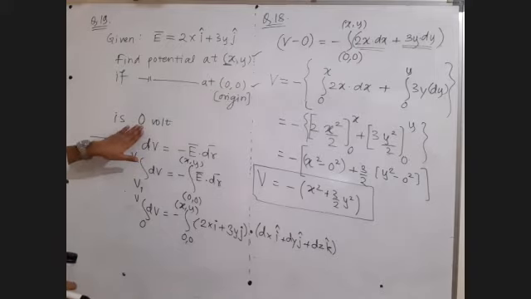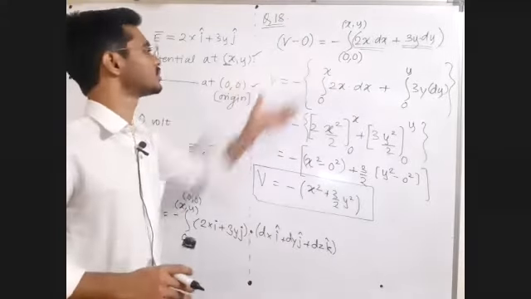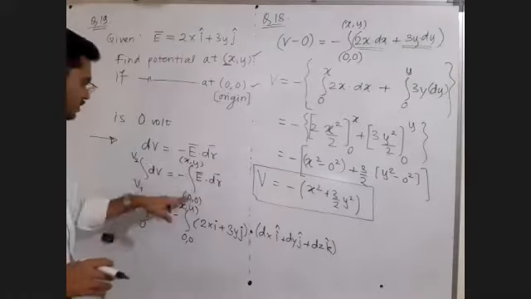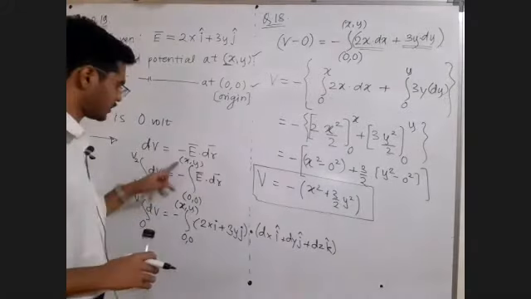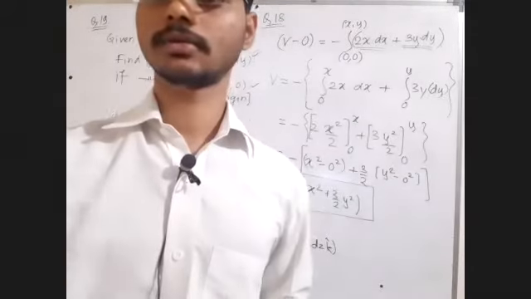Suppose potential at origin is 1 volt. Instead of writing 0, here we would have written 1 volt. Even in that case, no need of that integration constant because it's a definite integration problem. Okay, there are limits present. If limits are present, integration constant not required. Next, what is the doubt?